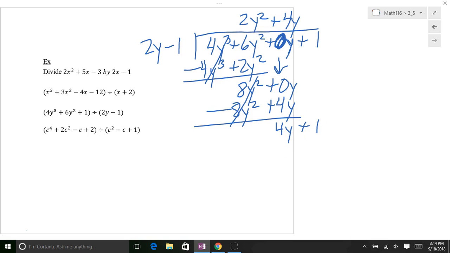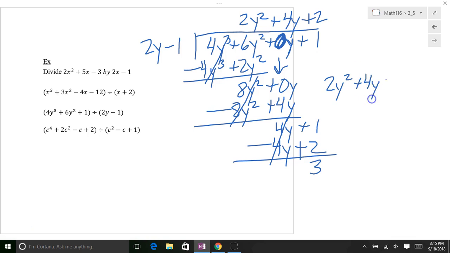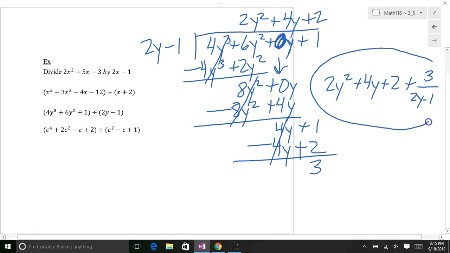Now I'm matching the 4y. So 2 times 2y is 4y. 2 times negative 1 is negative 2. Don't forget to change those signs. Looks like we have a remainder of 3. So the answer is the quotient, 2y squared plus 4y plus 2, plus a remainder over that divisor, 2y minus 1.